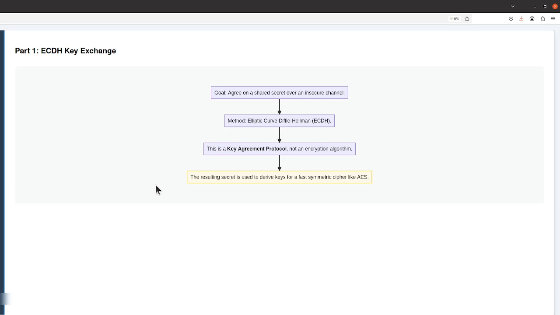Its one and only job is to allow two parties, Alice and Bob, to agree on a shared secret value over a completely public and insecure channel. It is a key agreement protocol, not an encryption algorithm. The secret they generate at the end of the process is then used to derive a key for a fast symmetric cipher, like AES, which handles the actual data encryption. ECDH solves the critical problem of how to get that shared key established in the first place.